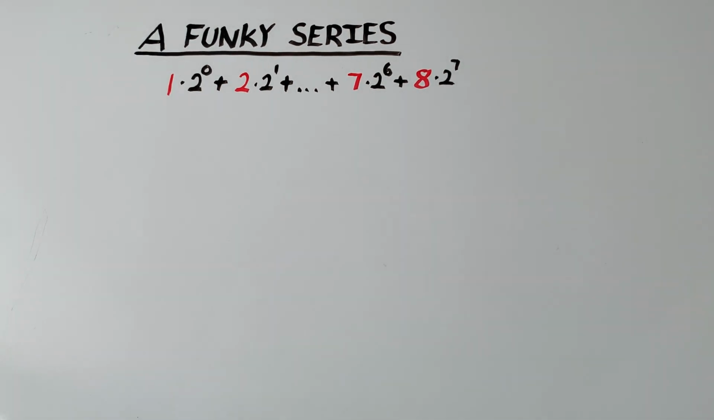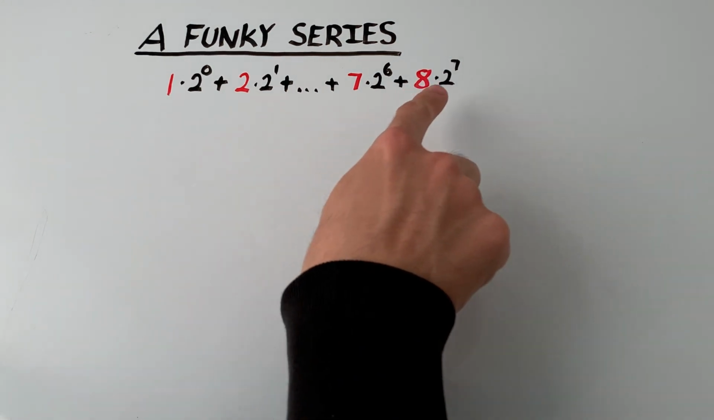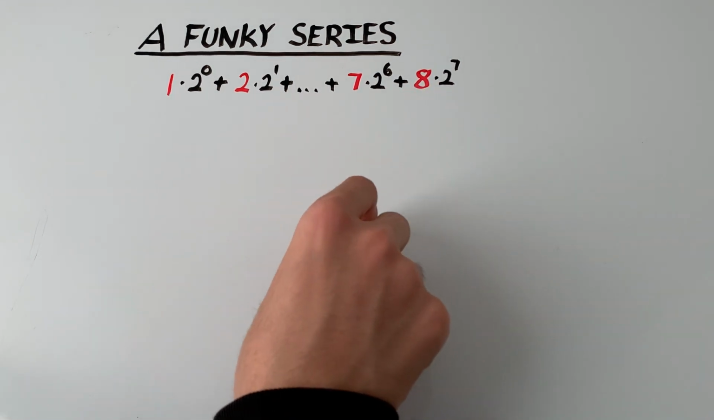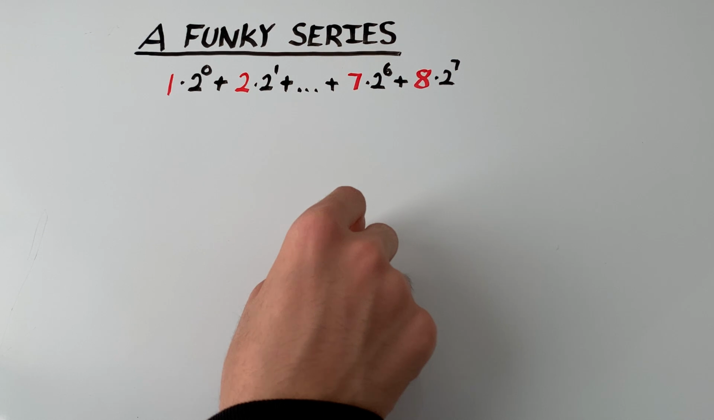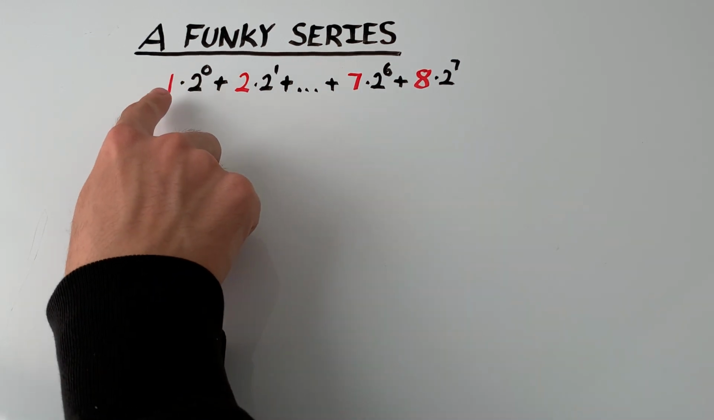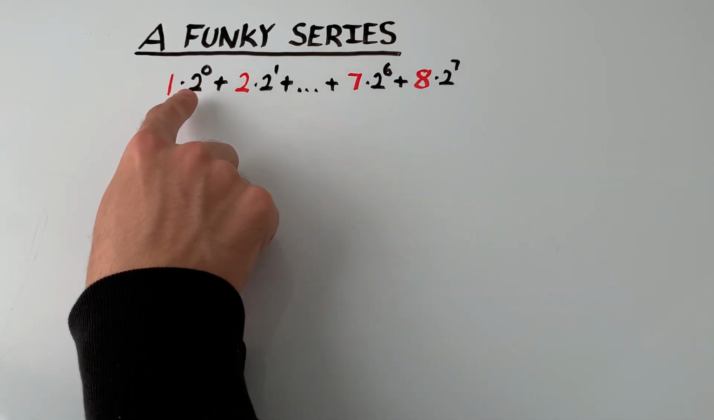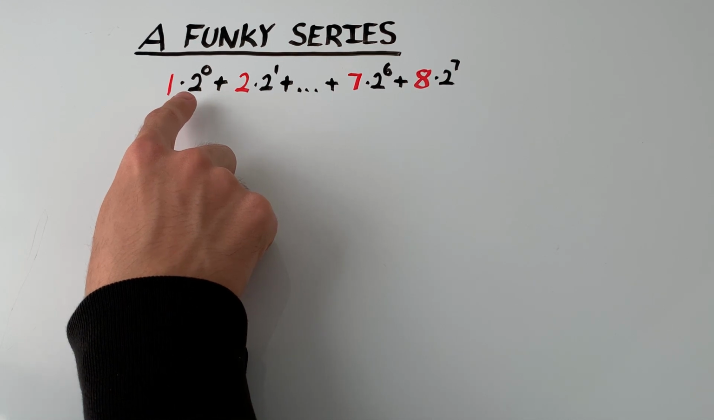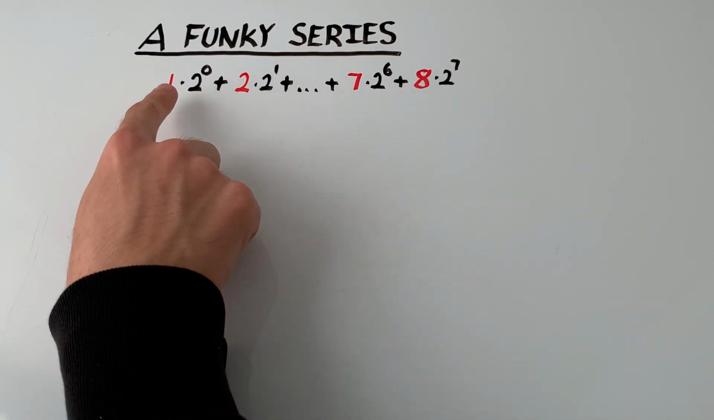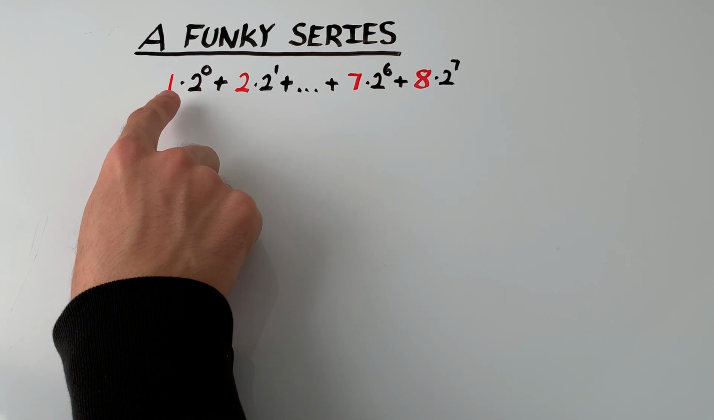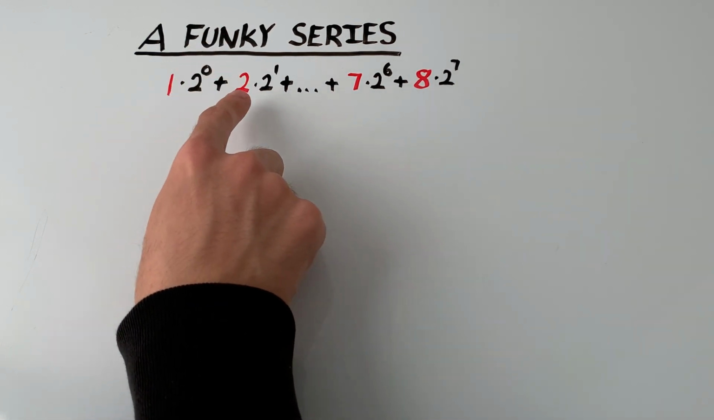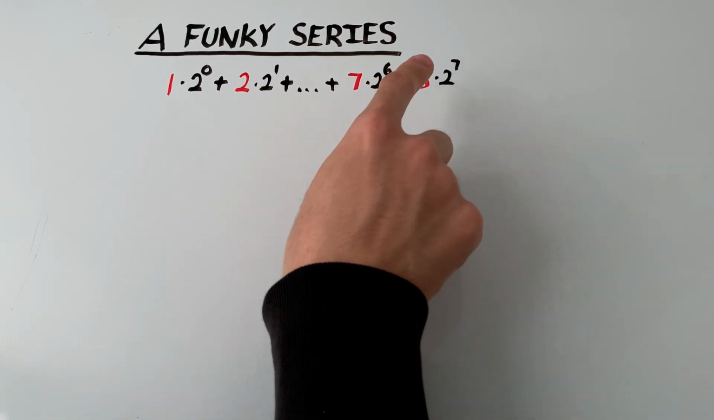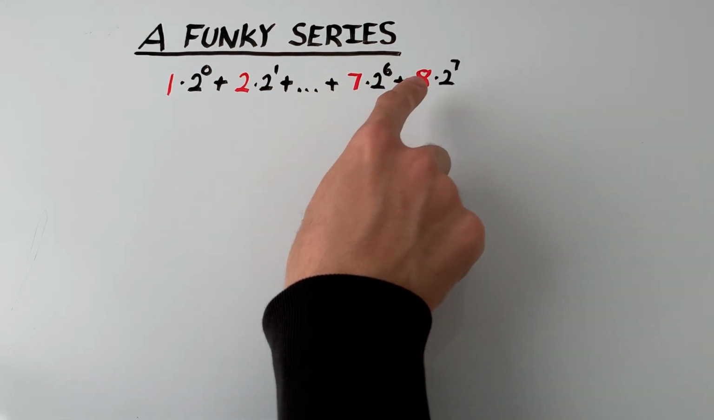And we see that this series in front of us right over here is the result of taking a term from our arithmetic progression and pairing it up with a term in our geometric progression. So the first term is 1 times 2 to the 0. The second term is 2 times 2 to the 1. And it goes all the way to 8 times 2 to the 7.